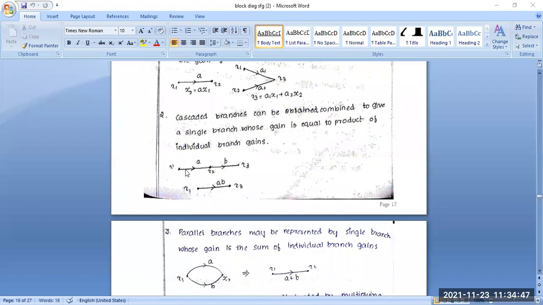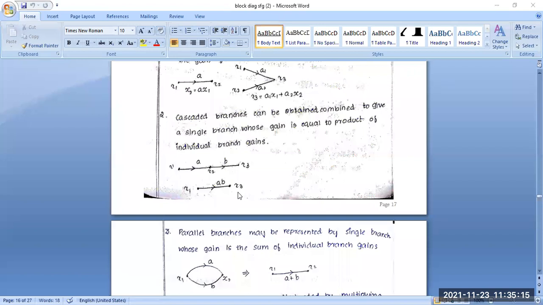Okay, so in between this x1 and x2 there is a gain a, and between x2 and x3 there is another gain b. So we have to accommodate this equation in this pattern: x1, with gain a into b. That is a cascade system, and the output node is x3. So this is called the cascade branches.